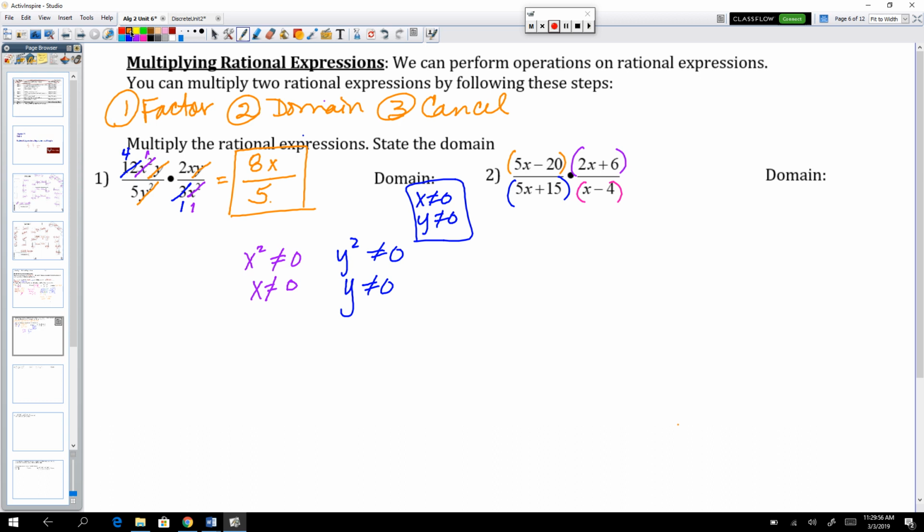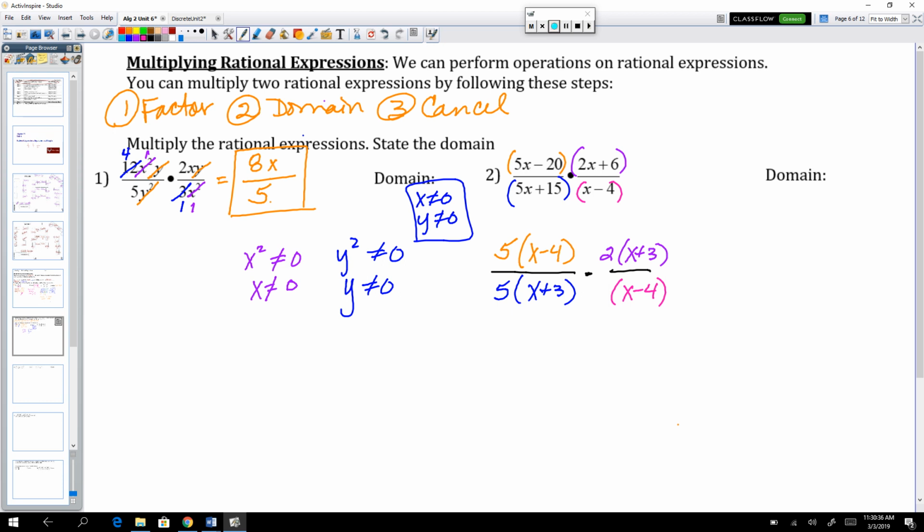So let's start with the orange. To factor this, I notice there's a GCF, a greatest common factor of 5, and I leave behind x minus 4. For the blue, again, I see a greatest common factor of 5, and I leave behind an x plus 3. For the purple, I see a greatest common factor of 2, and I leave behind an x plus 3. And for the pink, I don't see any way to factor this, so I simply have x minus 4.